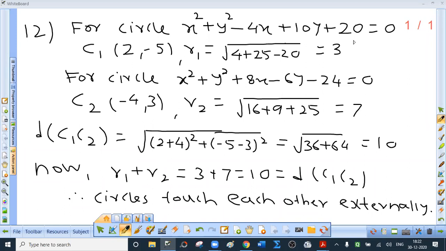First one. Now for the first circle, find center and radius, that is C1 and R1. For the second circle also, find center and radius. Find distance between two centers. It comes out to be 10. Use distance formula. Now for touching circles, either R1 minus R2 is 10 or R1 plus R2 is 10. Here 7 plus 3 is 10. So circles touch each other externally.